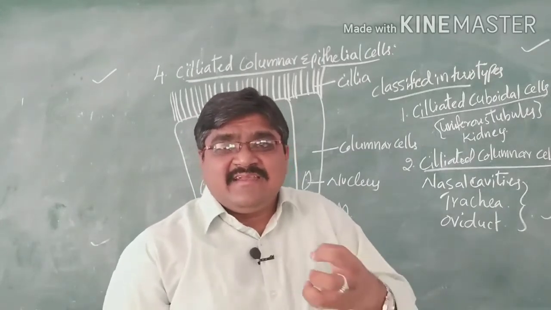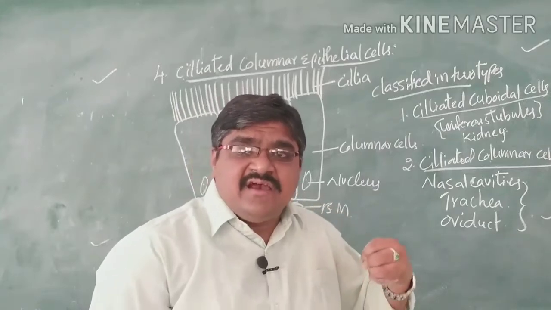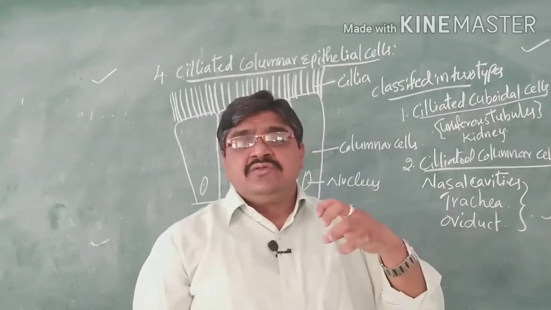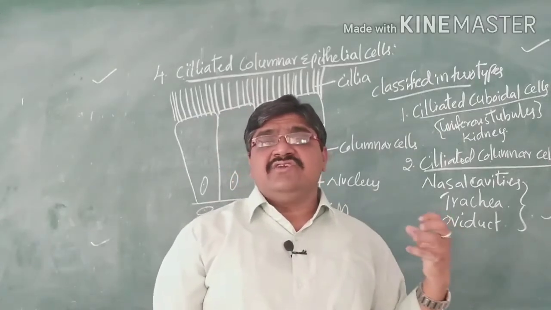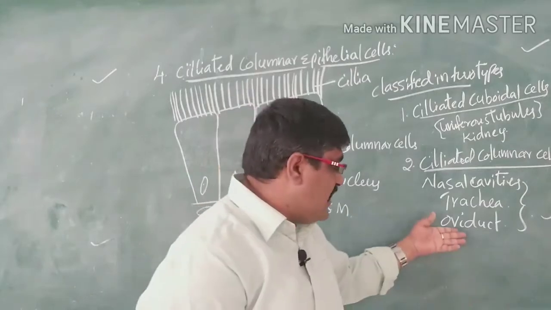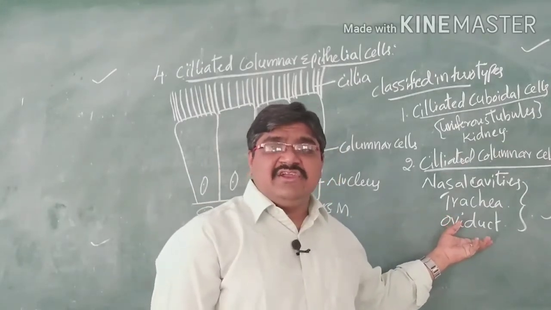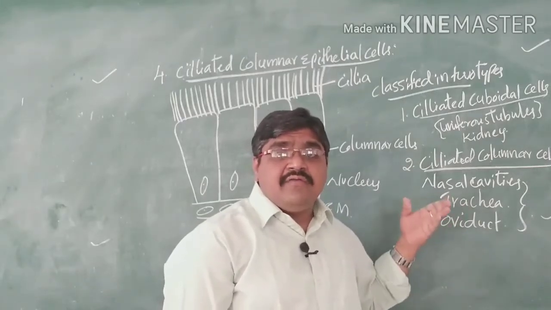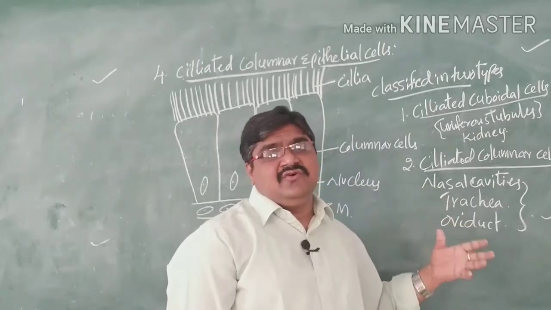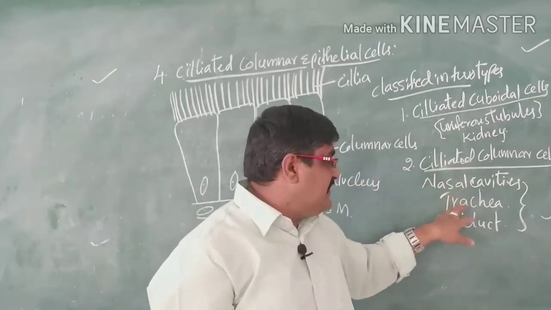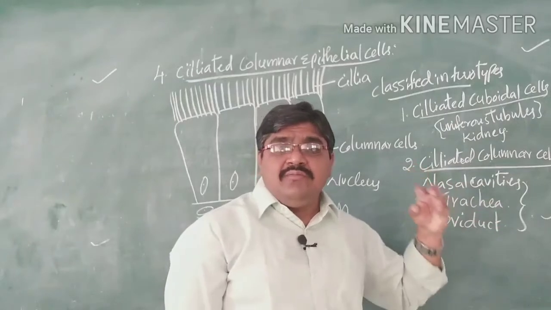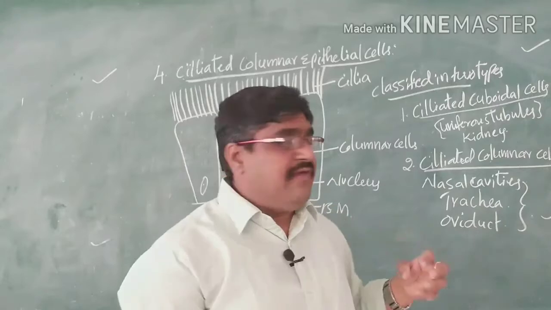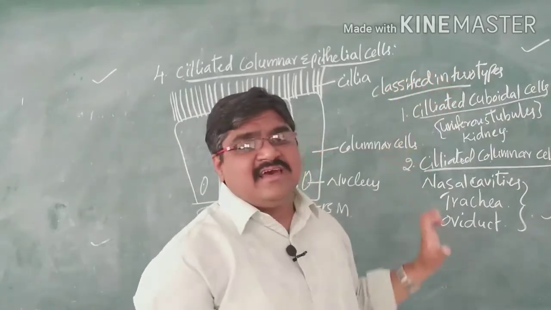Through the cilia, the egg is sucked in, passes through the oviduct and enters the uterus for fertilization. That means the fertilization takes place through this oviduct, which is a part of the female genital system. So the nasal cavities, trachea and oviduct have ciliated columnar epithelial cells, and the kidneys or uriniferous tubules have ciliated cuboidal cells.